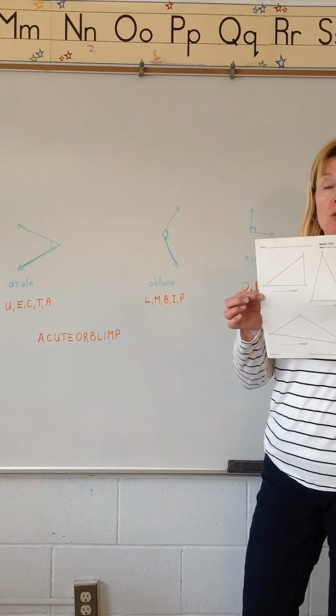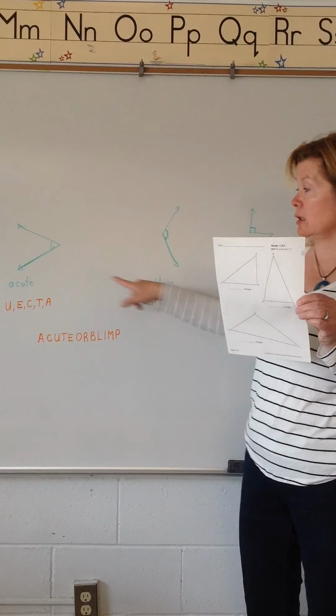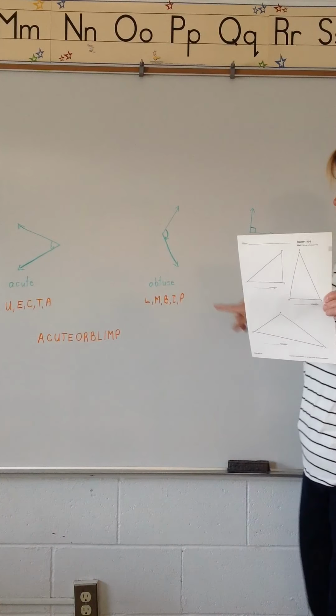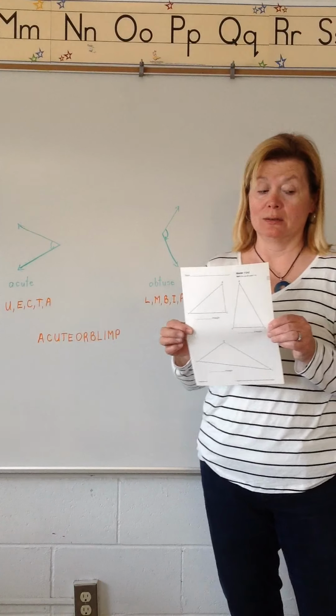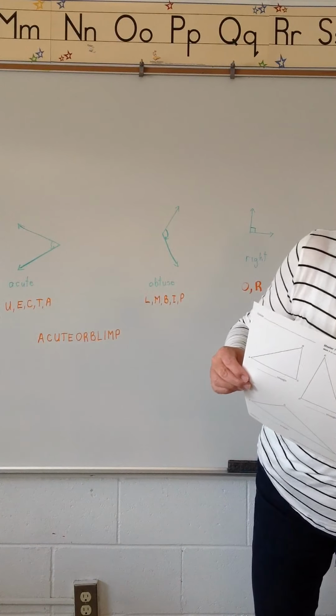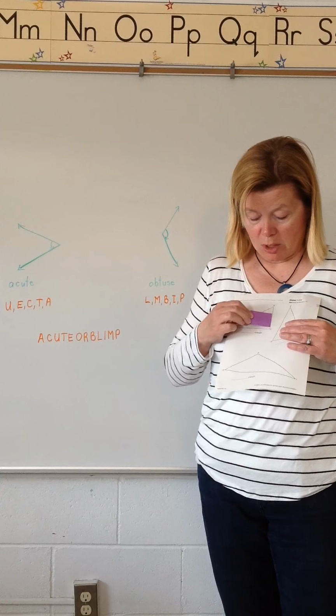Do you think that triangle ABC is an acute triangle, an obtuse triangle, or a right angle triangle? I hope you say right angle triangle. Remember, if you're not sure, use your purple paper and put it in the corner.